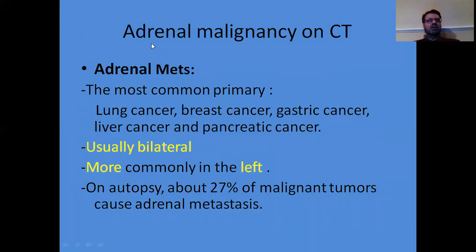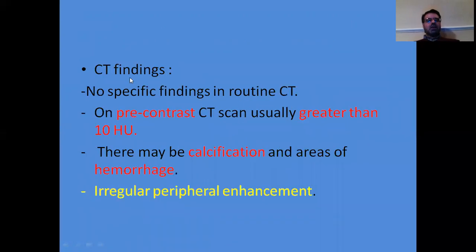Adrenal malignancy on CT scan can also be metastasis. The most common primary comes from the lung, breast, gastric, liver, and pancreas. Usually metastases are bilateral, and for some reason they are more commonly seen on the left side. CT scan findings are non-specific. On pre-contrast CT scan, they are usually greater than 10 Hounsfield units. They may calcify or show areas of hemorrhage, and typically they show irregular peripheral enhancement.